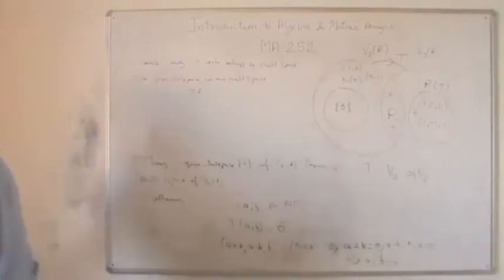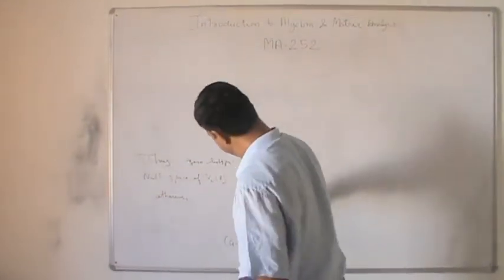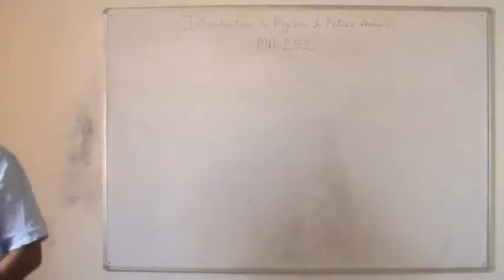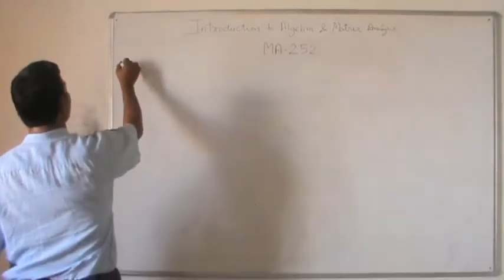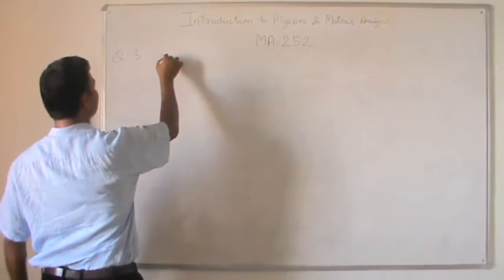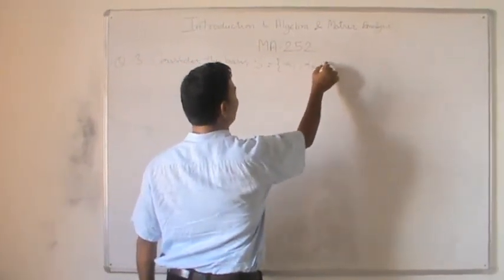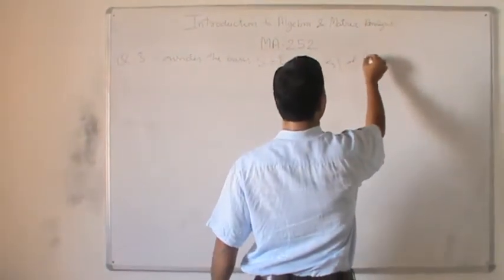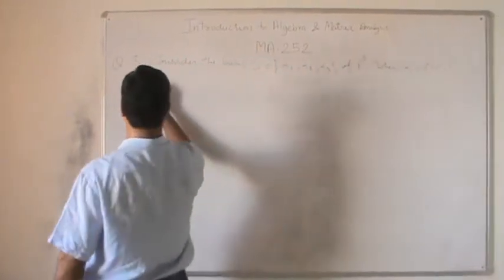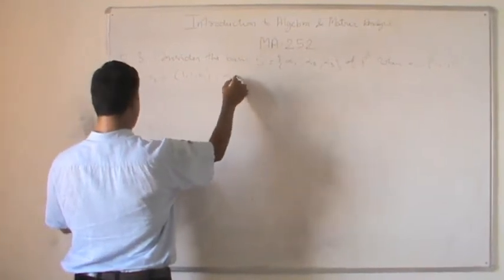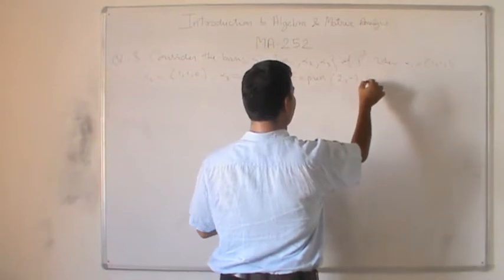Now we come to the next problem. Now question 3, consider the basis S, which consists of three vectors alpha 1, alpha 2 and alpha 3 of R cube. This is a three dimensional vector space over the real field, where alpha 1 is given by (1, 1, 1), the second basis vector alpha 2 is given by (1, 1, 0), and the third vector is (1, 0, 0). Now, here we have to express (2, -3, 5), which is one of the vectors.